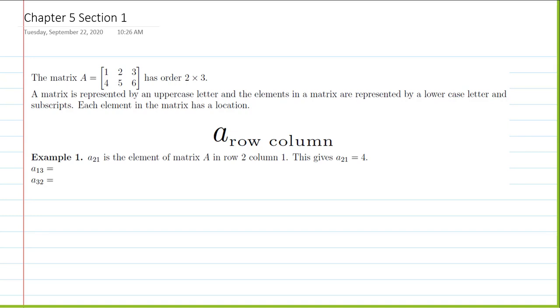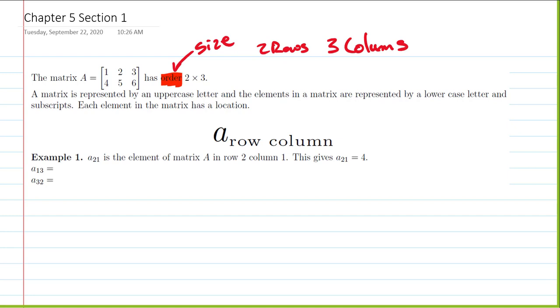So the matrix A, which is given by row 1, 2, 3, row 4, 5, 6, has order 2 by 3. And remember, order is just our fancy word for size. So when we say order 2 by 3, we really mean its size, and that's 2 rows and 3 columns in this case. So for matrix representations, we will always use a capital letter to represent a matrix. So when we're talking about matrix A, we will represent it by capital A.